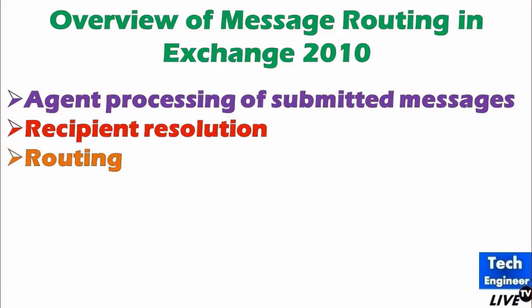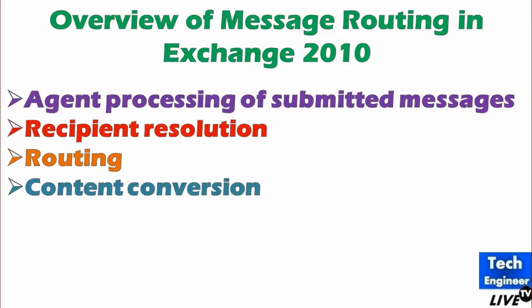Then routing will be fixed. For example, say the message is for the inside infrastructure, and someone in my group has sent a mail, then it will be sent accordingly. So then the fifth one will be content conversion. For example, mail is sent, and according to whatever system you have created, whatever system you have.